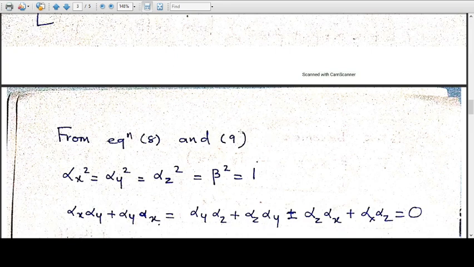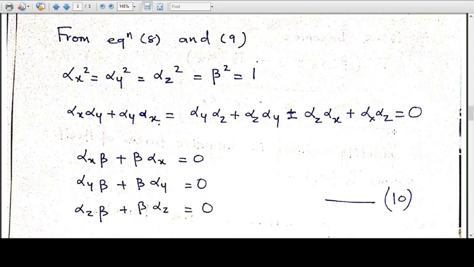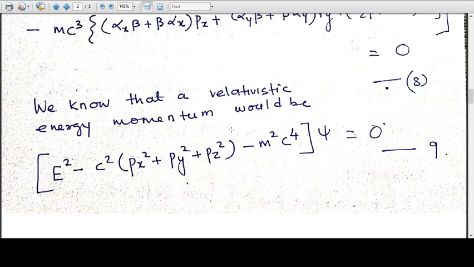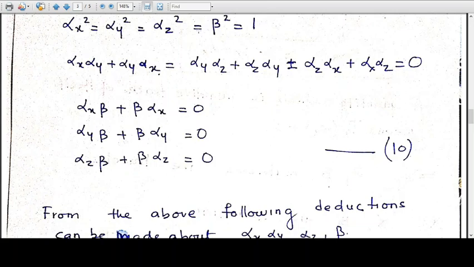So from equation 8 and equation 9 we realize that unless alpha x square is equal to alpha y square is equal to alpha z square is equal to beta square is equal to 1, and alpha x alpha y plus alpha y alpha x, alpha y alpha z plus alpha z alpha y, alpha z alpha x plus alpha x alpha z and so on are 0, and alpha x beta plus beta alpha x, alpha y beta plus beta alpha y, and alpha z beta plus beta alpha z are 0, we are not going to get this from equation number 8. Let us put all these things together as equation 10.